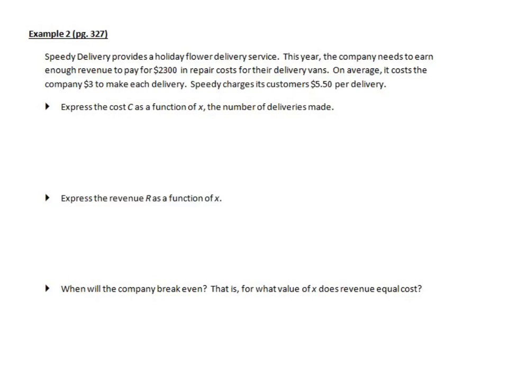All right, so those costs per delivery might be the gas and the wear and tear on the car. And then they also have this cost of $2,300, a large cost for paying for repairs for delivery vans that needs to be paid off. And then Speedy charges its customers $5.50, so that's not a cost to the company, that's actually income for them if you're thinking of it from the business side of things.